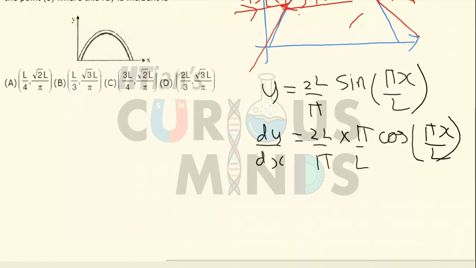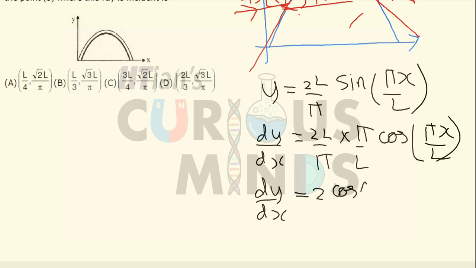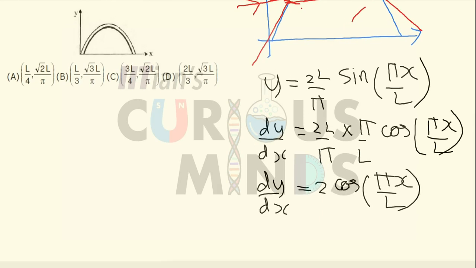Here, l and pi will get cancelled out, and dy by dx will be equal to 2 cos pi x divided by l. So this is the slope.